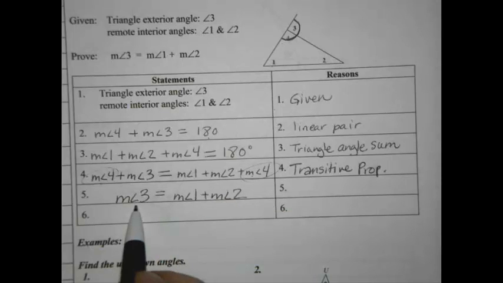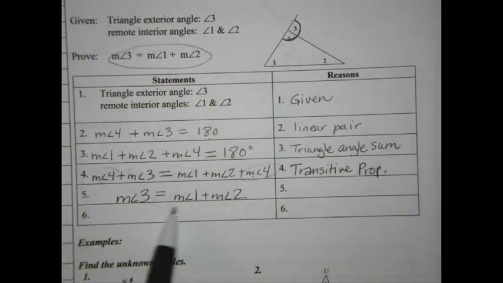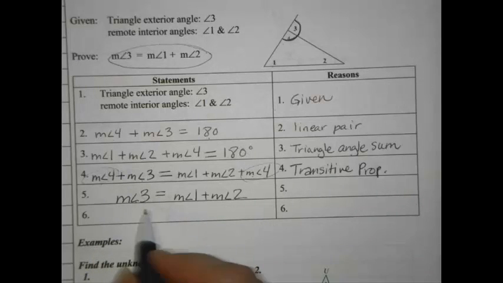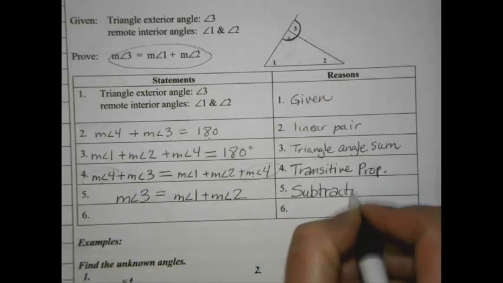Exactly what I was trying to prove. There's my exterior angle, angle 3. Look up here. That's what I was trying to prove. So angle 3 is equal to angle 1 plus angle 2, the remote interiors. What did we just do to get from this line to this line? We lost angle 4 with the subtraction property. So that's our justification.